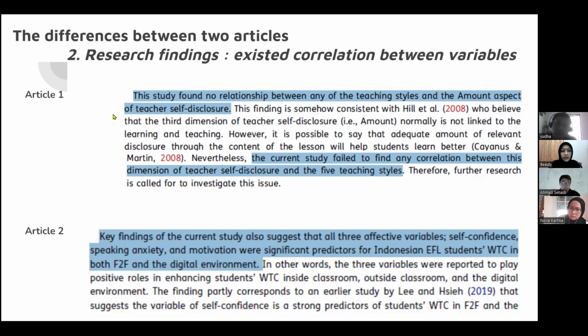Meanwhile, in the second article, it is found that there is a correlation between the variables, because the key finding of the current study also suggests that all three affective variables, such as self-confidence, speaking anxiety, and motivation, were significant predictors for Indonesian EFL students' WTC in both face-to-face and digital environments.